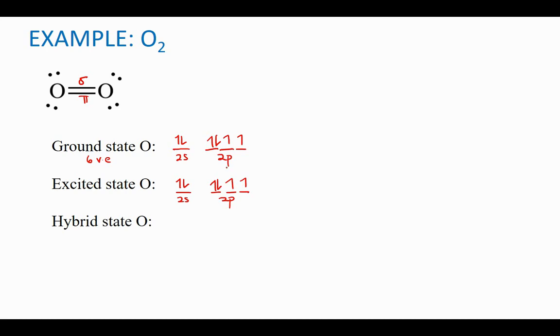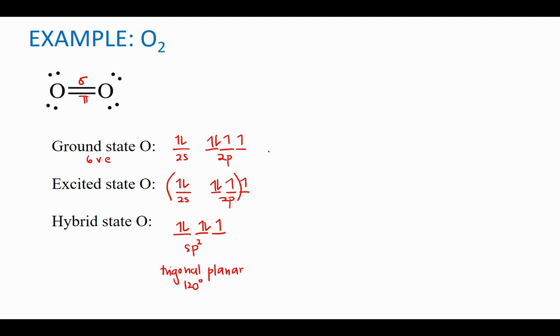Next, for the hybrid state, since there is only one sigma bond, so kita kena ambil petak yang ni lah. Termasuklah lone pair. So, we combine one s orbital and two p orbital, so jadilah sp2. So for sp2, the shape is trigonal planar and the bond angle is 120 degrees.